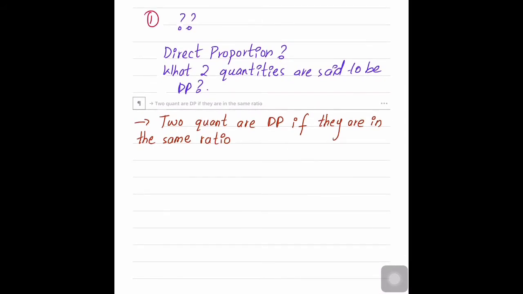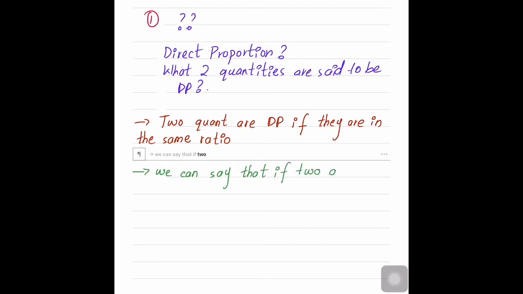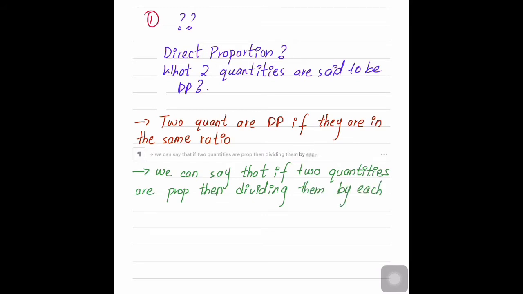Additionally, in green now, we can say that if two quantities are proportional or directly proportional, then dividing them by each other will always produce the same ratio.